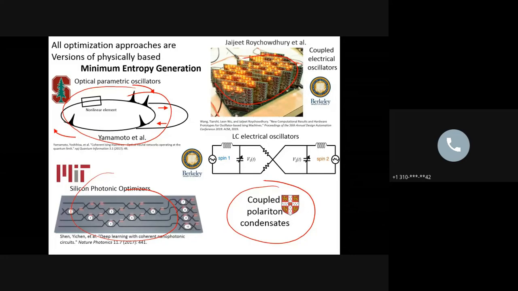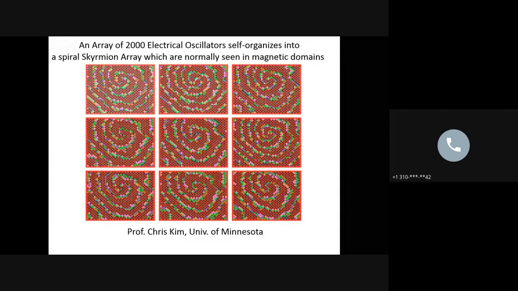So let me show you an example. There's a Professor Kim of the University of Minnesota. He's a chip designer. He designs circuits. And what chip designers often do is put in ring oscillators as tests for how fast the transistors are. But in this case, he put in over 1,000 ring oscillators on the chip, which you can barely make out.